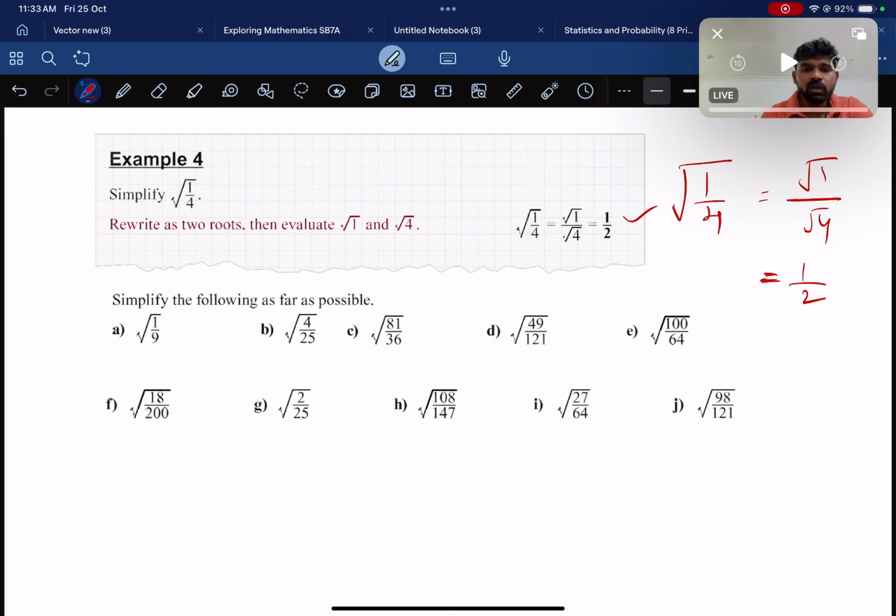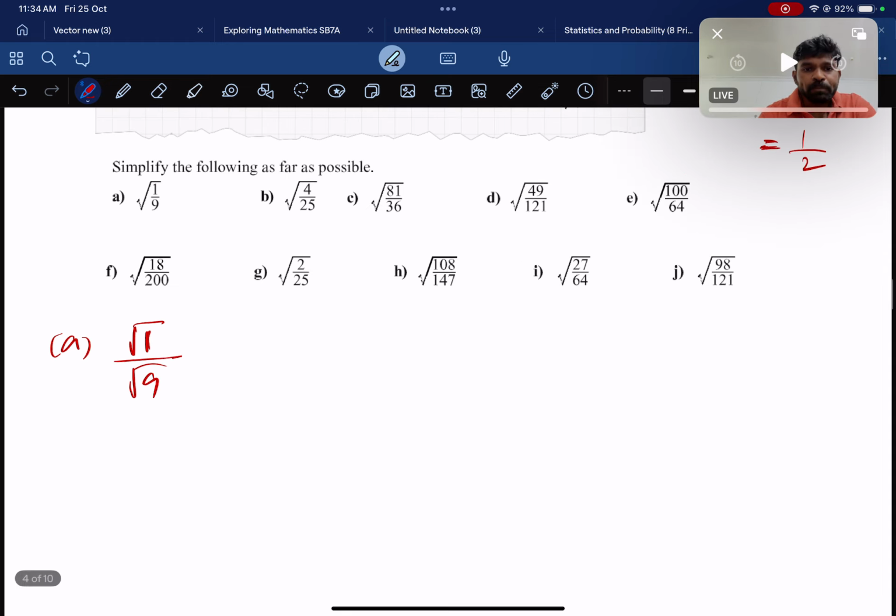So let us do one or two questions from this to help us understand better. First question, we have to simplify it like this. Root of 1 separately we are going to write, and root of 9 separately we are going to write. So root of 1 is 1 and root of 9 is 3. So 1 by 3 will be the answer.